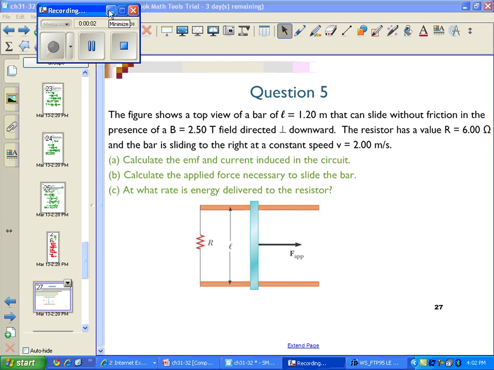Welcome to the second part of the problem-solving sessions for Chapter 31 and 32. We begin where we left off with question 5.